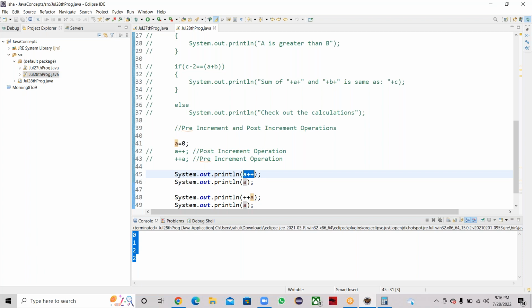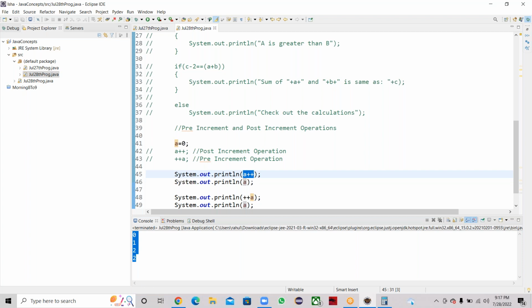So basically, Haripriya, what do you mean by A plus plus? That means this is a post increment operation. What do you mean by post increment operation? The value of A is incremented by 1. So what is the output of A? 1. That means the value of A will be stored internally somewhere. Immediately the value of A will not be updated to 1. So it is similar to a postpaid bill.